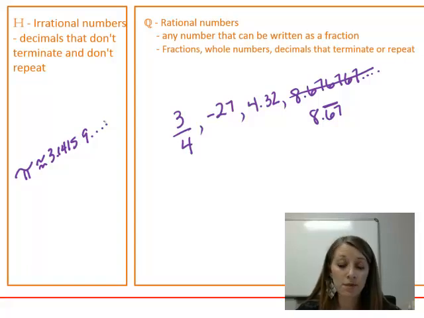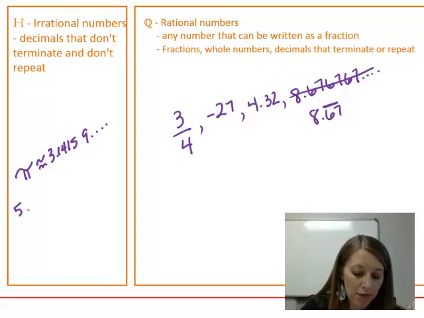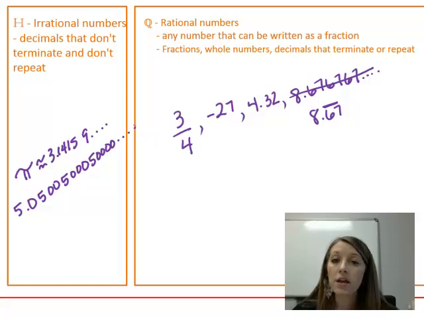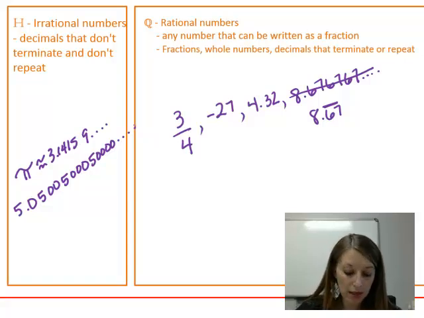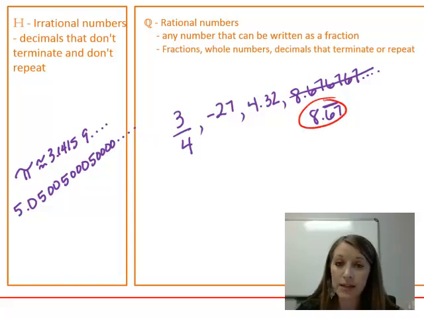Other examples of this are something like 5.0, 500, 5000, 50000, and I think you get the point. Now, this looks like it may be a repeating decimal, but I cannot write this with the overline symbol. It's not the same block of digits that goes over and over. So it has a pattern, but it's not a repeating decimal.